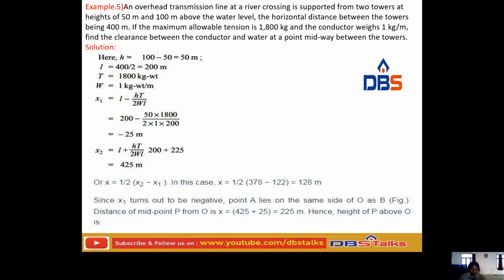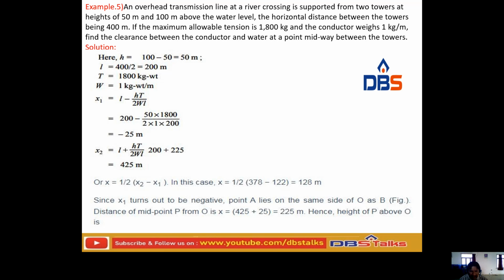Here h is the difference between the heights, 100 meters and 50 meters, that is h is equal to 100 minus 50, which is 50 meters. L is equal to 400 meters, so L by 2 is 200 meters. They have given the tension 1800 kg and w is 1 kg per meter. This is an unequal support case, so we have to calculate from a particular point the lengths x1 and x2. x1 is equal to L by 2 minus hT by omega L, and x2 is equal to L by 2 plus hT by omega L.